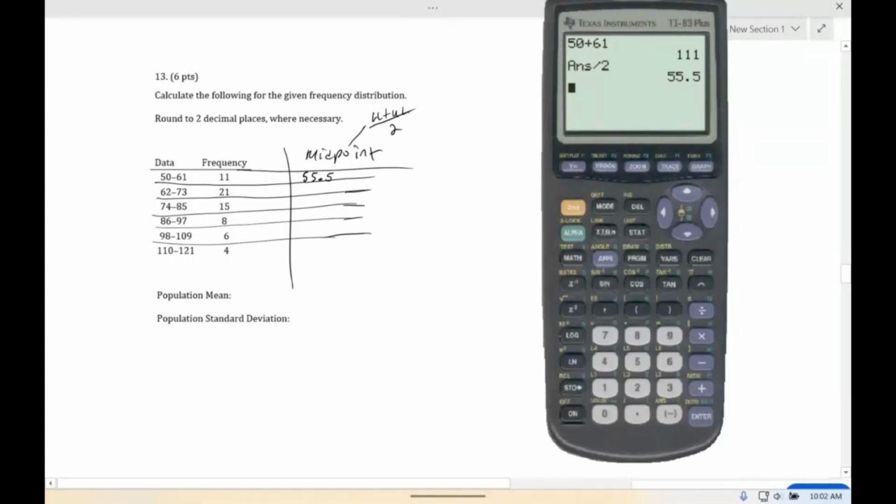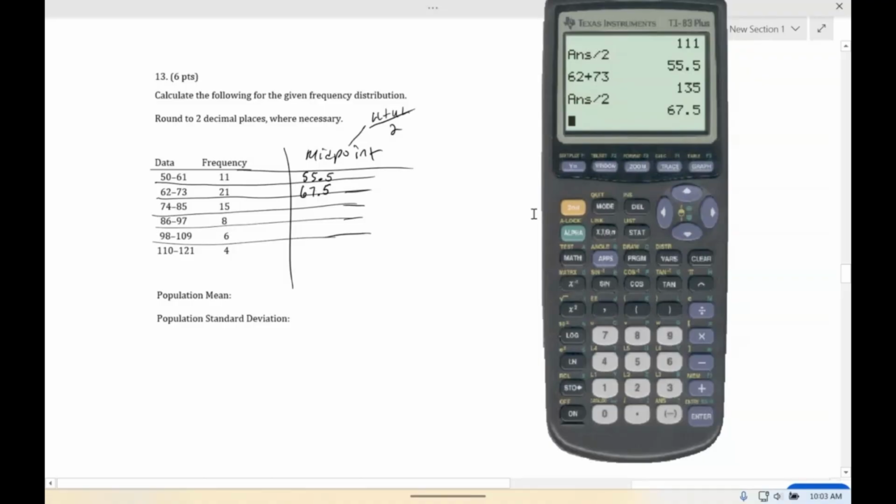I can find the midpoint for the next class. I'm going to add the lower class limit and the upper class limit, and I'm going to divide by 2. And I get 67.5. So notice we can repeatedly find the midpoint, or we could find the first midpoint and simply add the class width. To find the class width, I'm going to subtract consecutive lower class limits. So 62 minus 50 gives us a class width of 12.